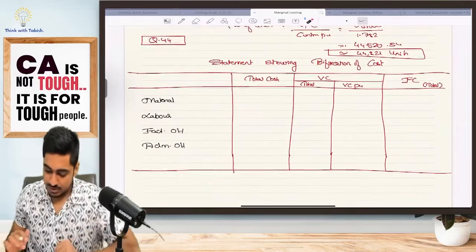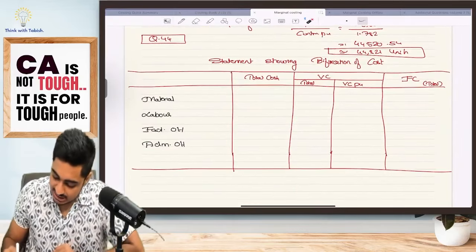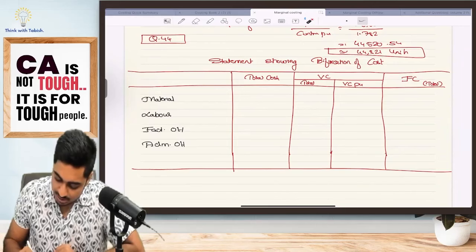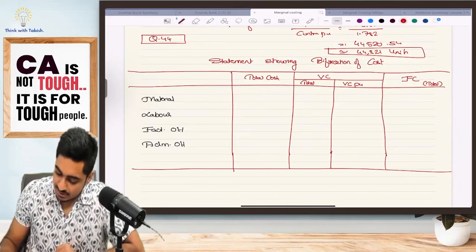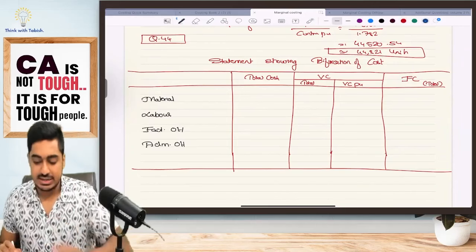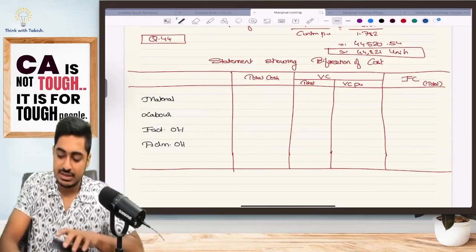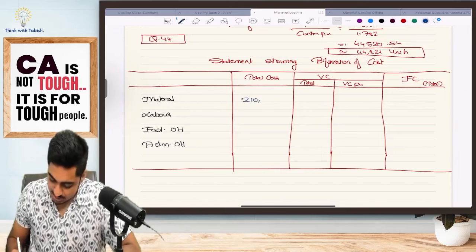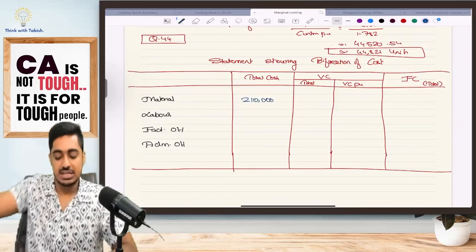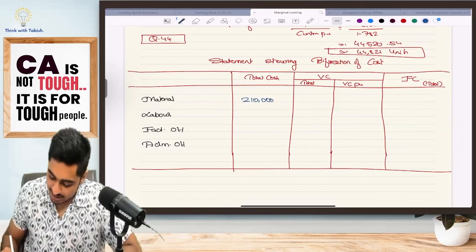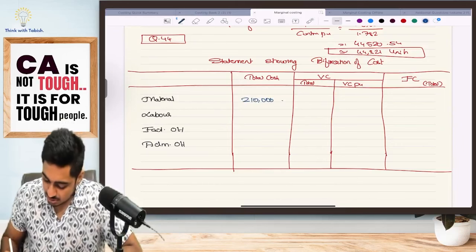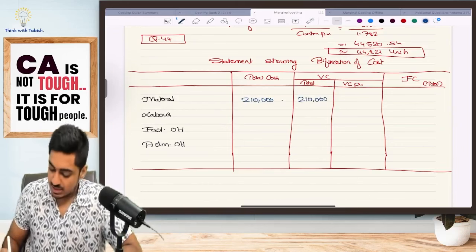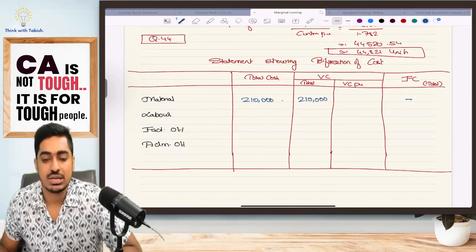Question number 44 is a statement showing the bifurcation of cost. Pay attention. Material: tell me students, how much is the total material cost given? Sir, 2,10,000. How much percentage of the cost is variable? Sir, full 100% is variable. That means how much is variable cost? Full 2,10,000 is variable. How much is fixed cost? 0. Yes or no, everyone?